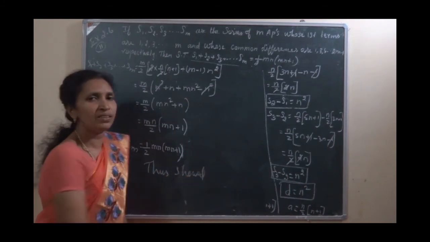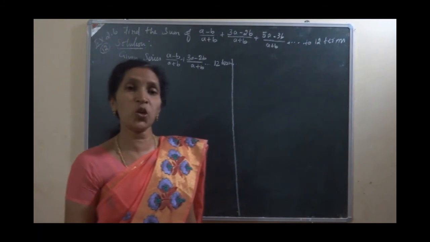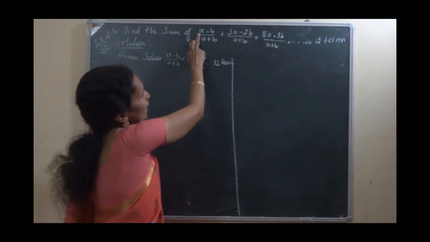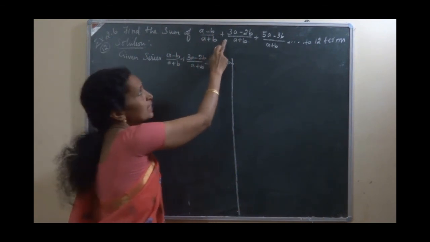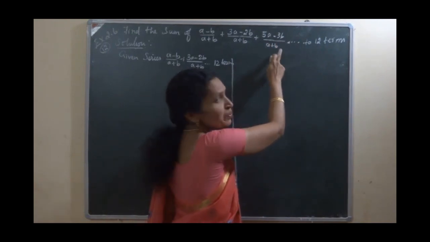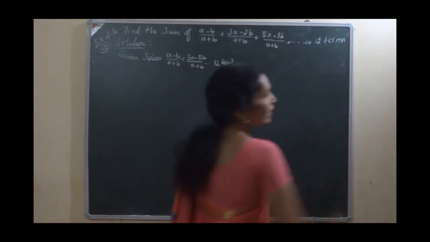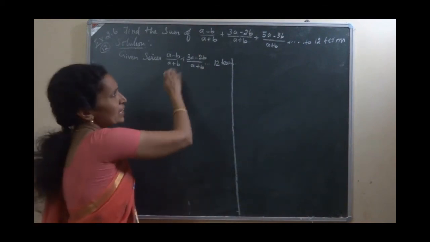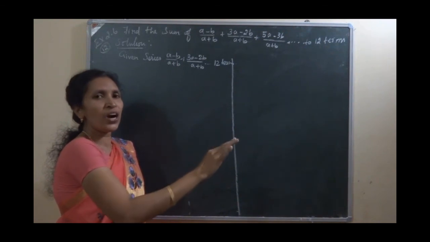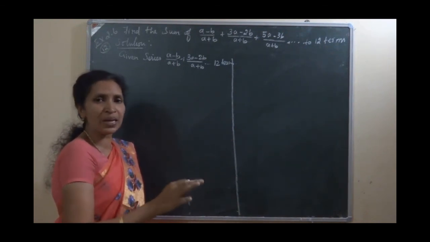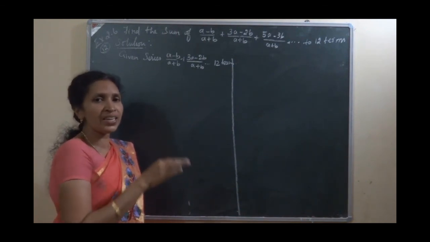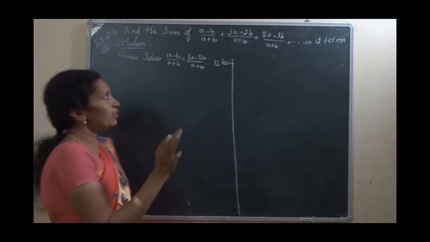Understood? Okay. Now we are going to learn exercise 2.6, 12th question. Read the question. Find the sum of a minus b by a plus b, plus 3a minus 2b by a plus b, plus 5a minus 3b by a plus b, etc. to 12 terms. From the question they directly gave the series up to 12 terms. So which formula? Sn equals n by 2 into 2a plus n minus 1 into d. That formula only. You have to identify what is a, what is d, what is n. That's all.